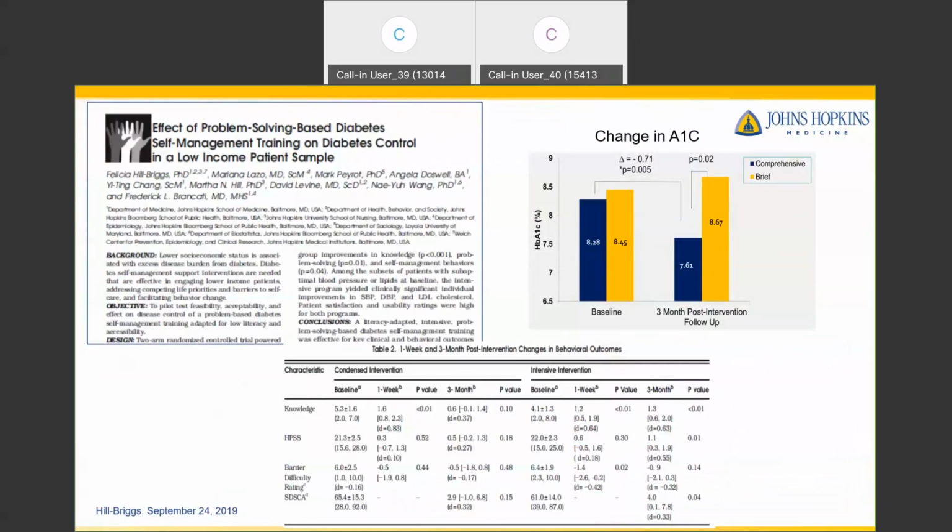And even in, I think, one of our first trials, over 50% of our population was living in poverty, had poorly managed diabetes for 5 to 10 years or more. And we were able to see a very significant reduction in A1C and improvements in behavior.